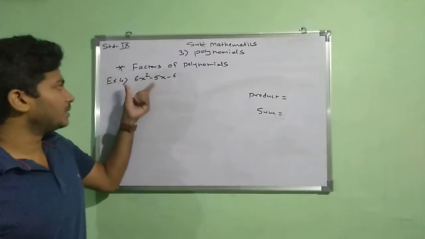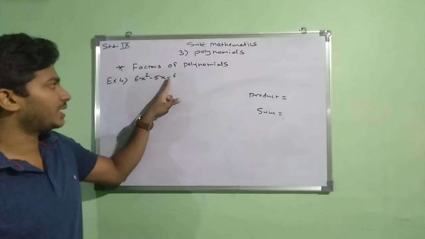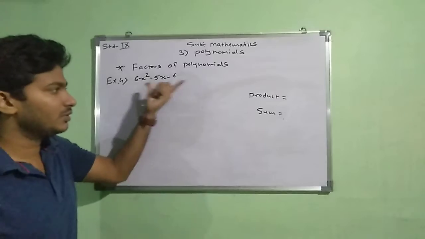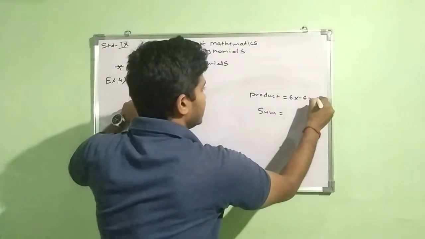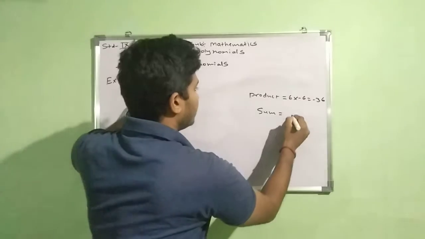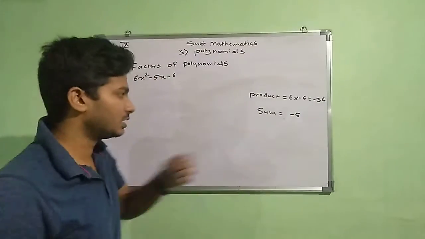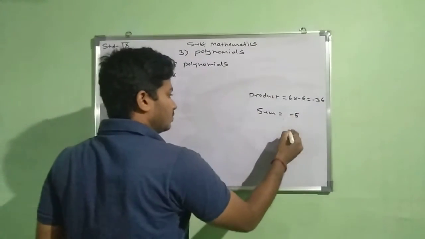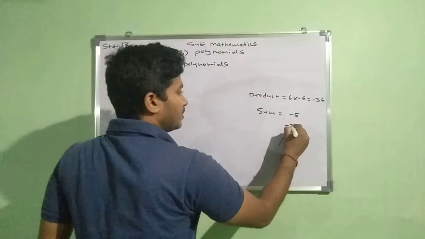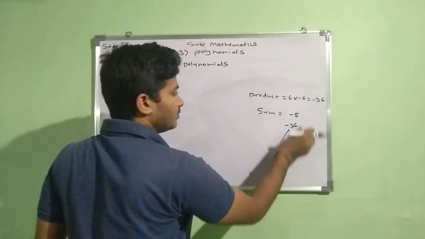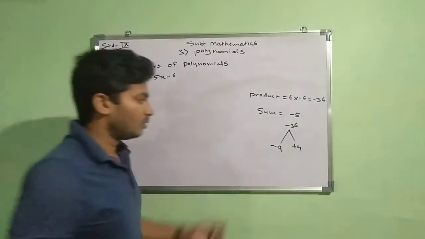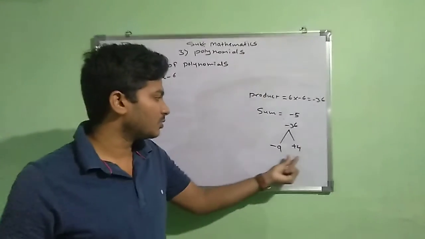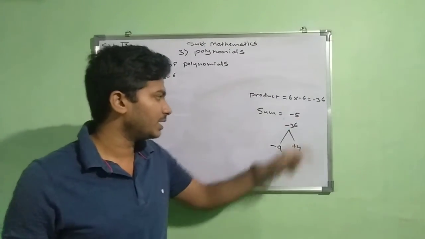So this is the fourth example, 6x² - 5x - 6. Again this is a quadratic equation, and we have to do the same here. 6 multiplied by -6 will be -36, and the middle term we want is -5, which means the sum we want is -5. So again we have to find two numbers such that their product is -36 and their sum is -5. We can take -9 and +4. 4 × 9 is 36, and -9 plus 4 will be -5.